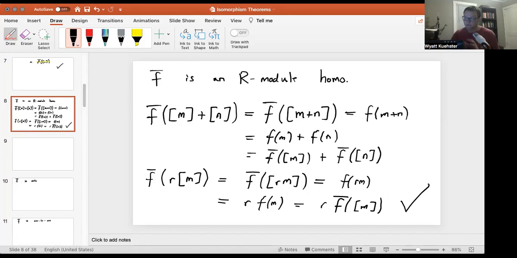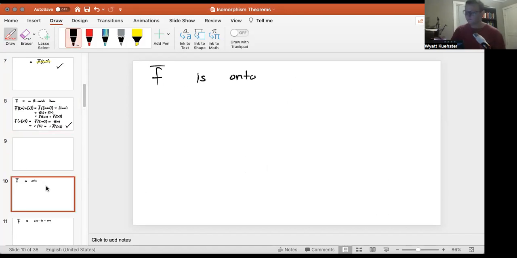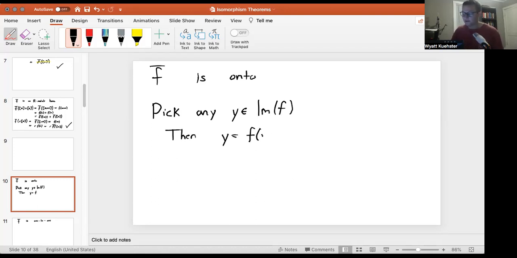Now I need to show that it's bijective. So I'll show that f bar is onto. How do I show a map is onto? Well, I pick something in the codomain and show that it was in the image. So pick any y in the codomain, which is the image of f. If y is in the image of f, that means y equals f of m for some m. But then I know something that maps to f of m: f bar of the equivalence class, or the coset of m, maps to that.